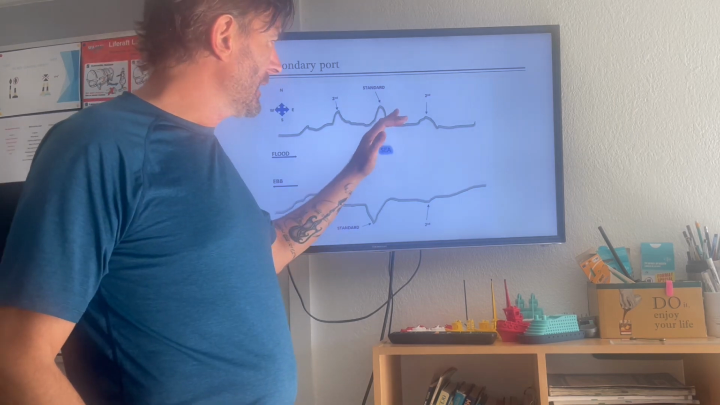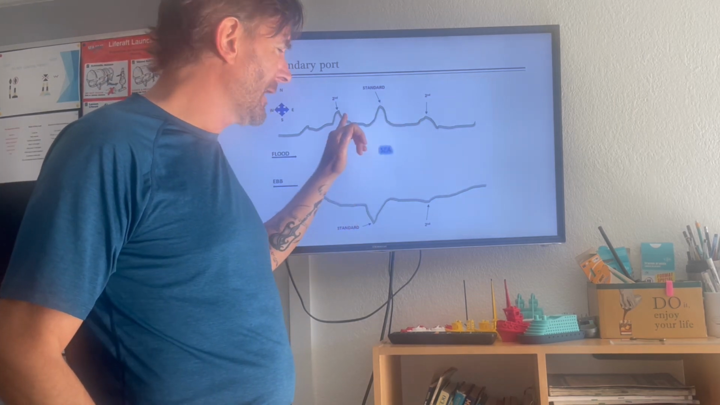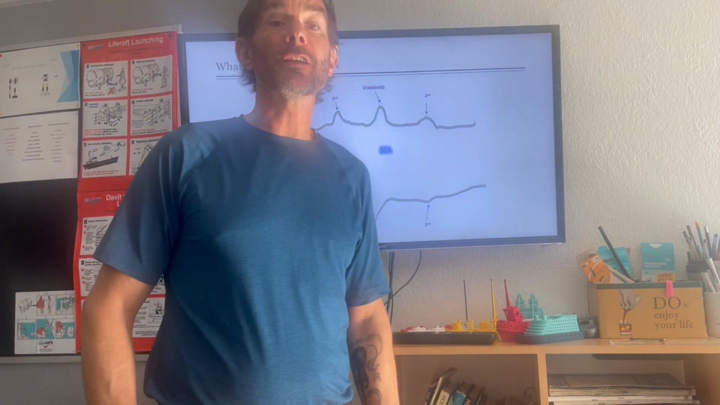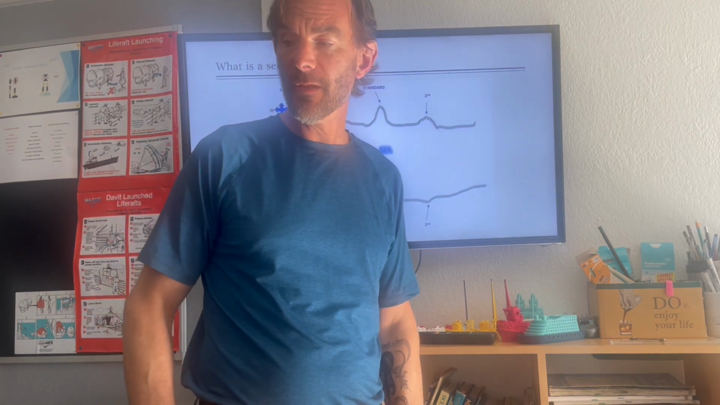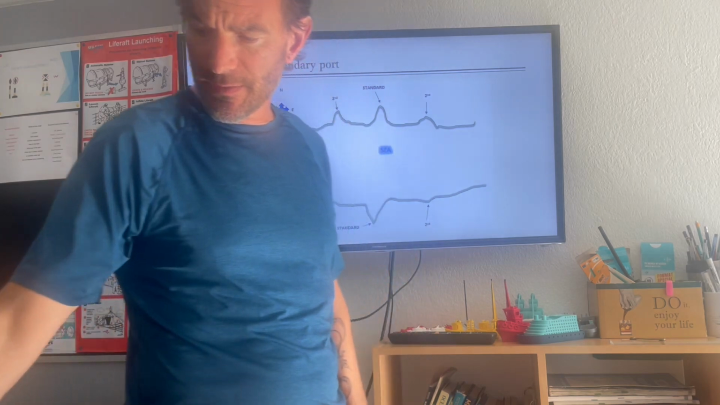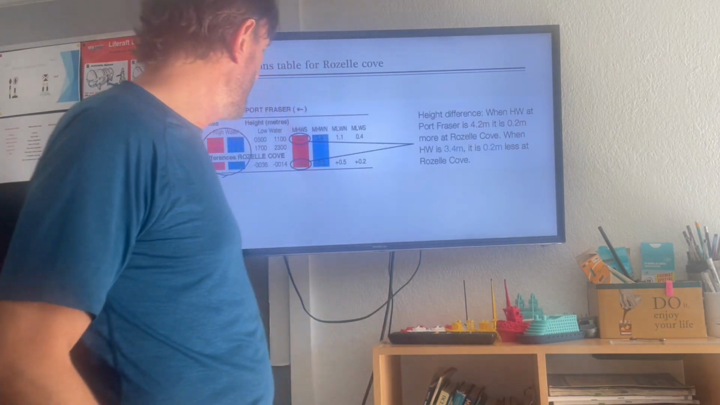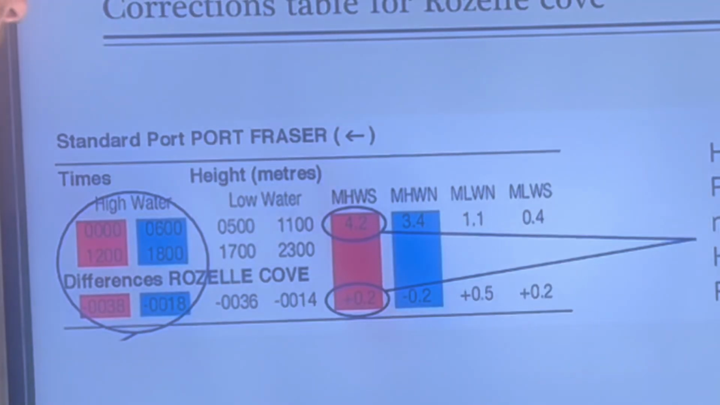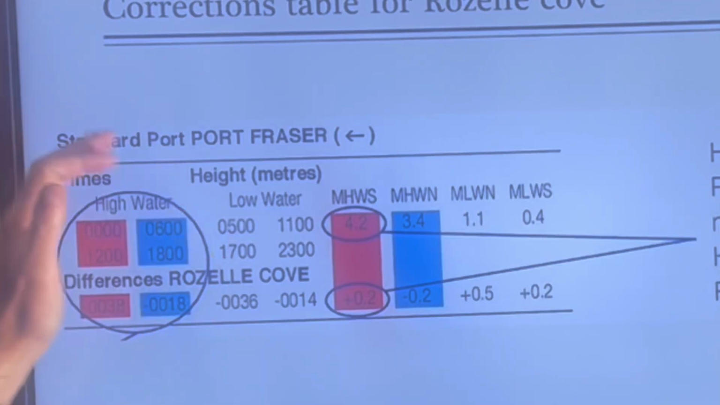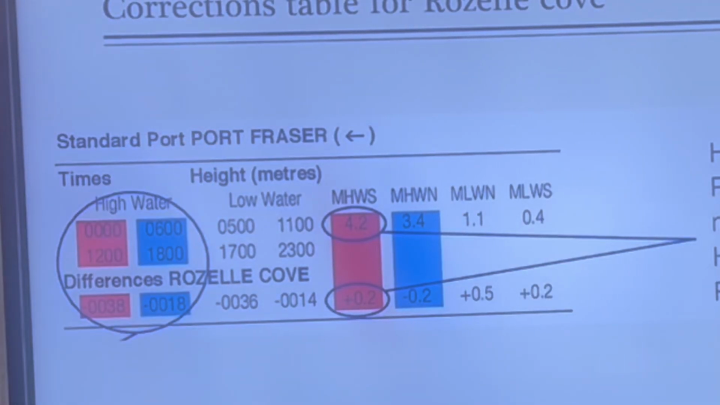So another thing that can happen is the topography of the area could mean that there'll be a difference in the height of high water and the difference in the height of low water. Now, how much this difference is going to be given to us from the corrections tables that are in the Almanac. So the corrections tables give us the times of high water in the standard port and the differences that we would find in the secondary ports.